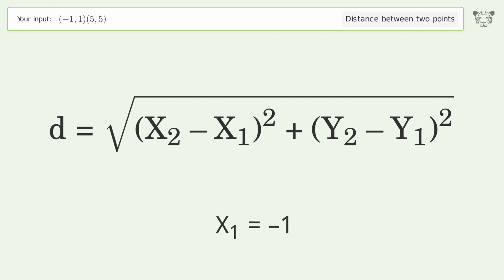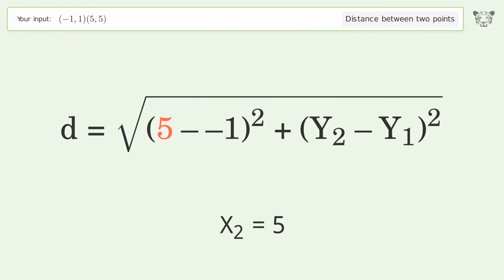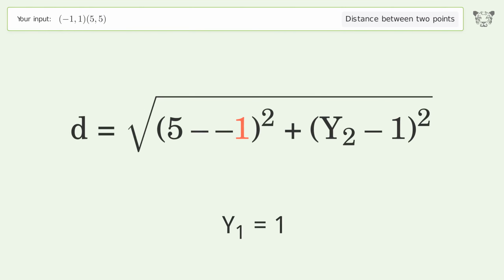x1 equals -1. x2 equals 5. y1 equals 1. y2 equals 5.